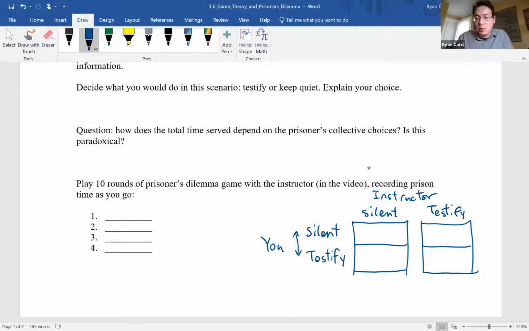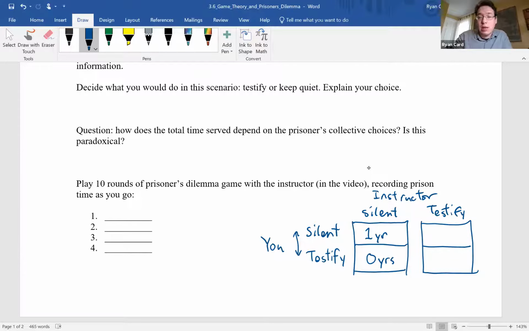So let's first assume that I'll stay silent. If you also stay silent, you will get 1 year for yourself. If you testify, you'll get 0 years against yourself. So it is better for you to testify. You get 1 less year of sentencing if I stay silent.